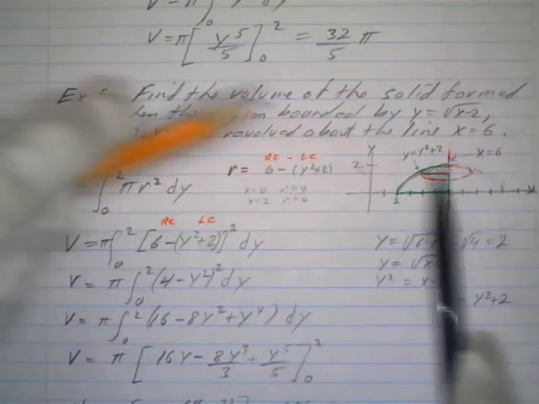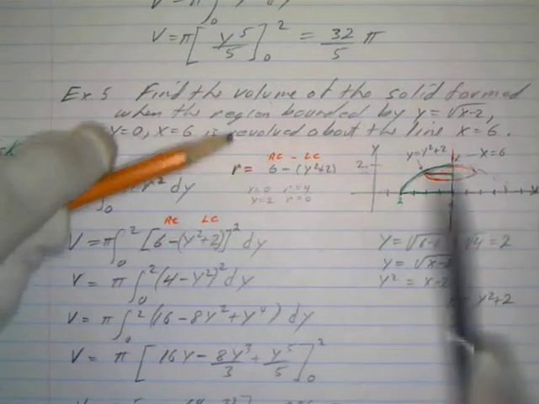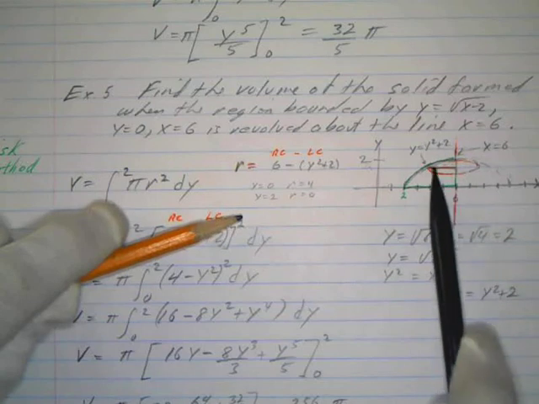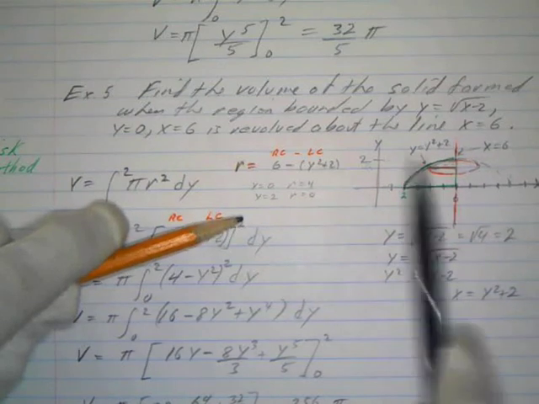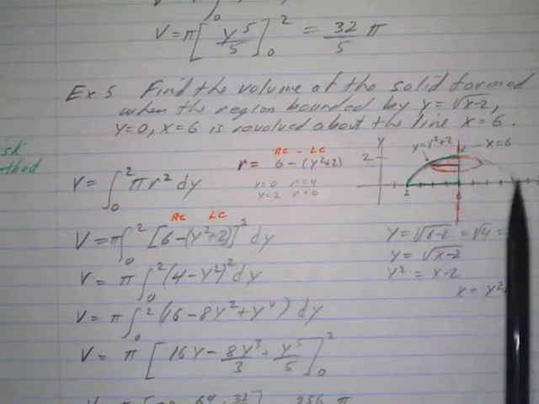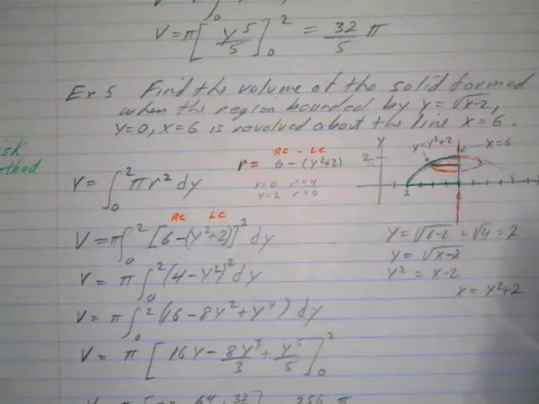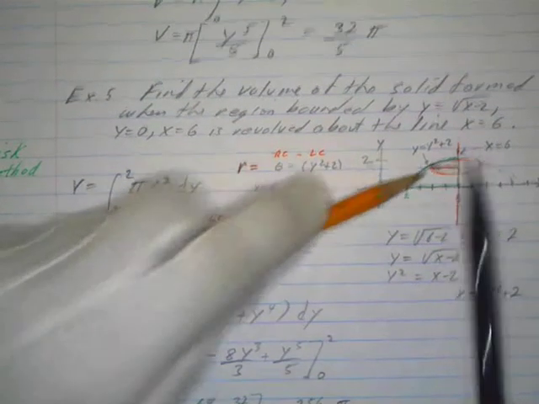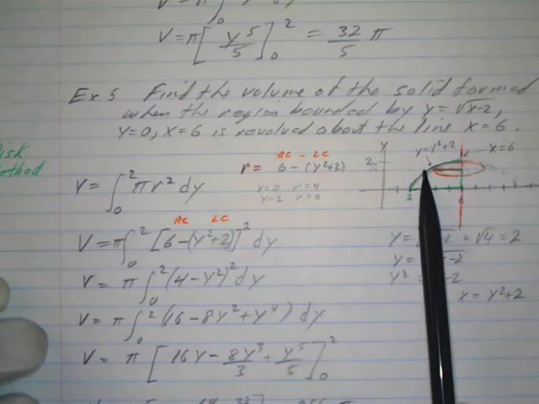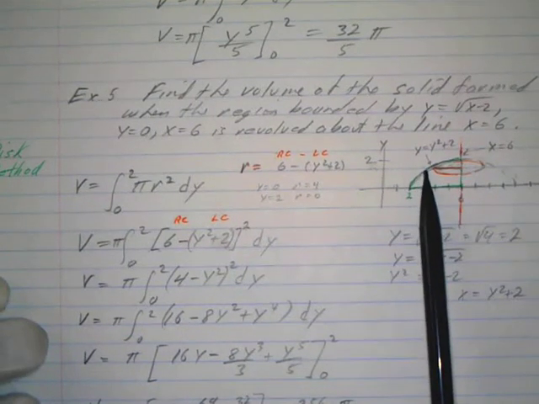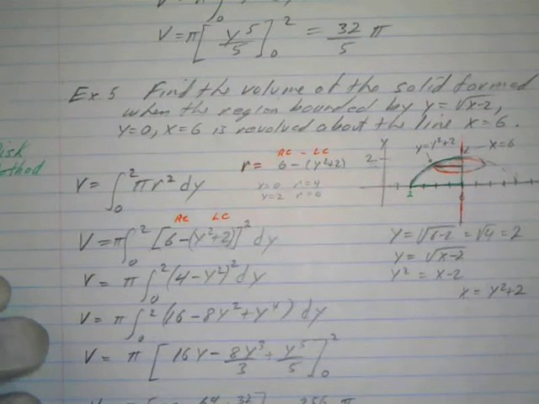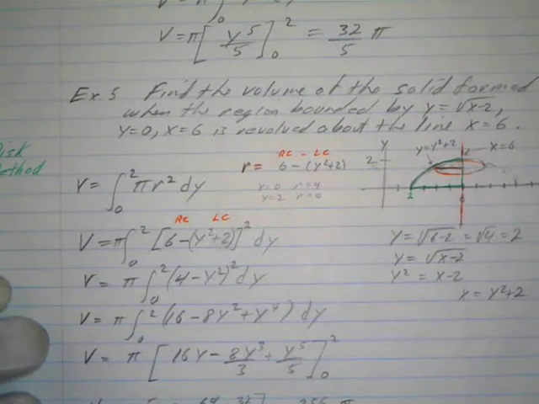And now we can do it as right curve minus left curve. The right curve is 6. The left curve is y squared plus 2. And this is the value of x, and that's in terms of y. Everything has to be in terms of y. And that's going to give me the radius. So 6 minus (y squared plus 2), because everything's in terms of y, that's this length, will give me that length.